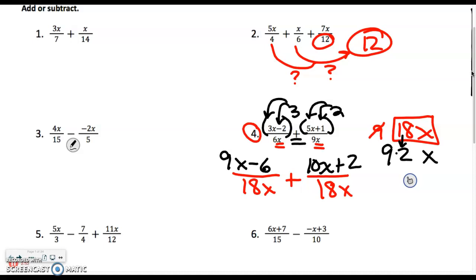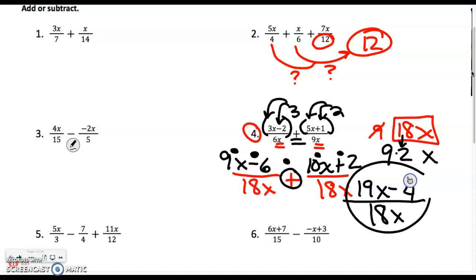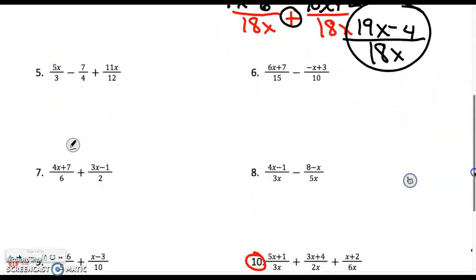So once you find your LCD and you do what I used to call pump up the tops, you keep the bottom. So we should have an 18x here, right? And then you just add or subtract the tops, and this one's addition. So we're going to do our like terms. I've got 9x's plus 10x's, so I'm going to have 19x's. And I'm at down 6, and I'm going up 2 more. So I'll be at down 4. It's now done. So that's going to be our process for these. Grab the biggest number and ask yourself, do the other ones go into it? If yes, use it. If not, we're going to bump it up.